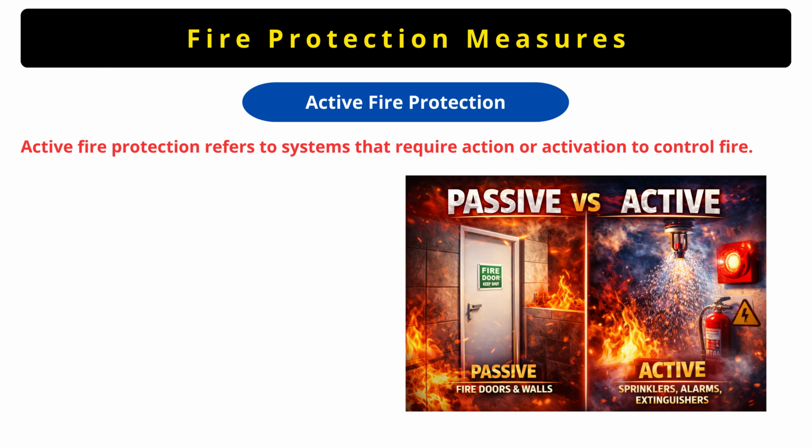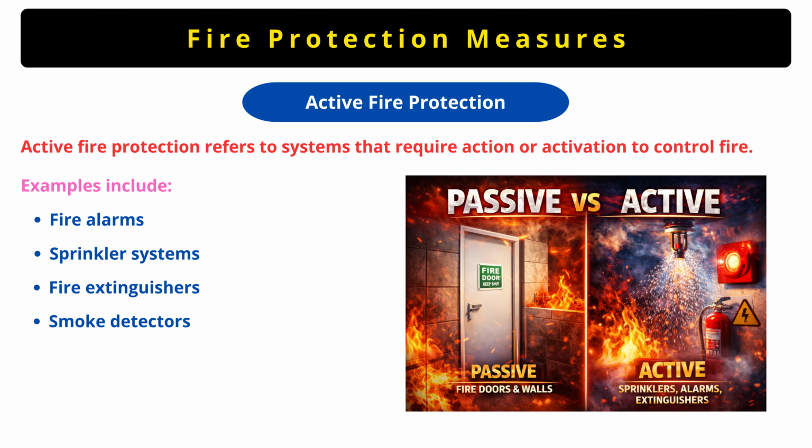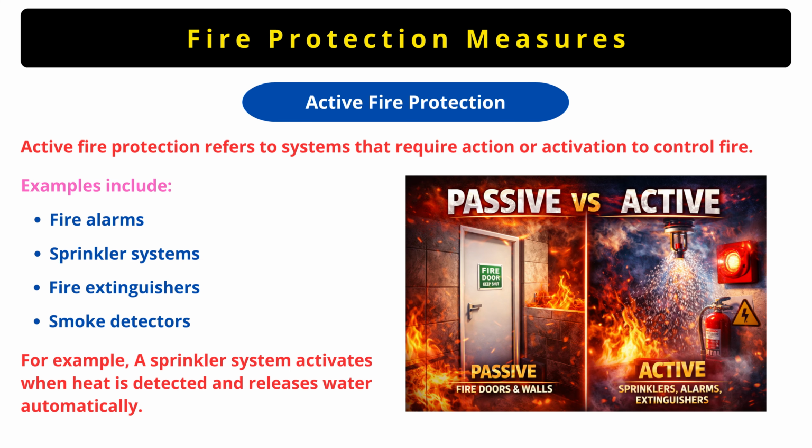Now let's talk about active fire protection. Active fire protection systems need to be activated either manually or automatically. Examples include fire alarms, sprinkler systems, fire extinguishers, and smoke detectors. For example, a sprinkler system detects heat and automatically releases water to suppress the fire. Active systems help in detection, alert and control. Always remember, for effective fire safety, both passive and active systems are essential.